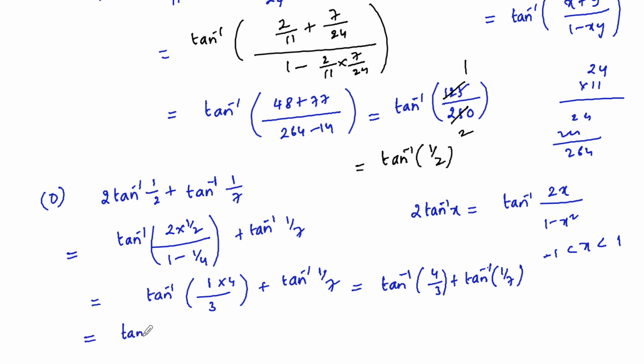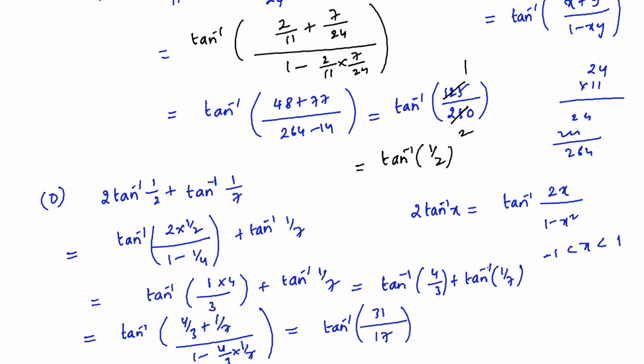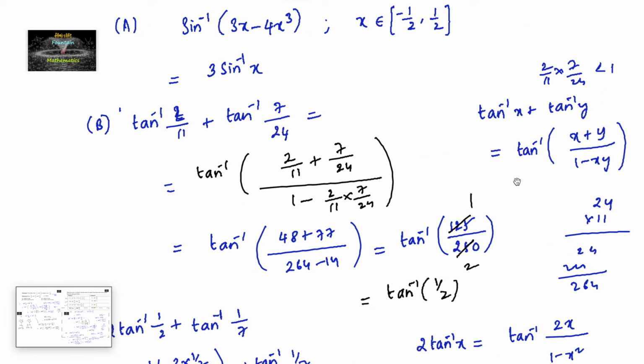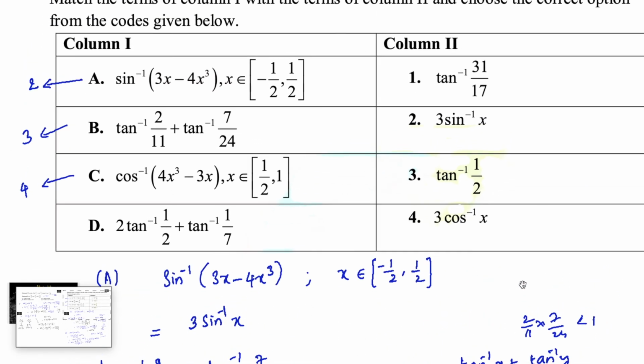So we can write this as tan inverse of 4 upon 3 plus 1 upon 7 divided by 1 minus 4 upon 3 into 1 upon 7. So which equals tan inverse of 28 plus 3, 31, divided by 21, 7 3s are 21, minus 4, so 17. So we get tan inverse of 31 upon 17, it's the first option.